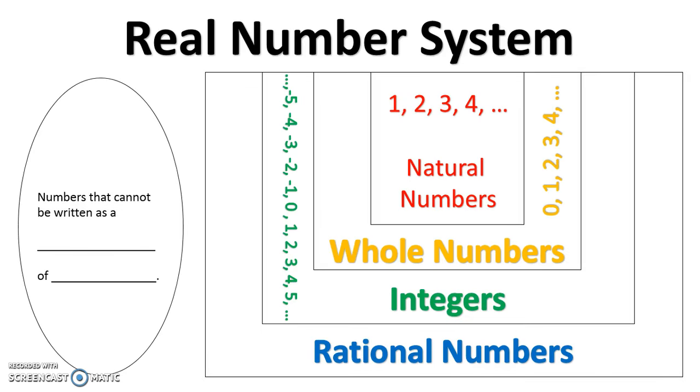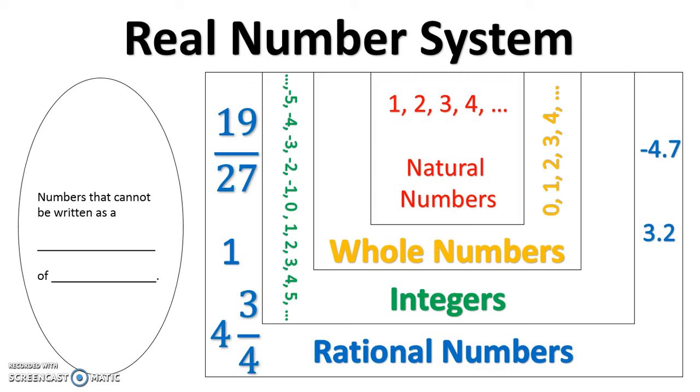So if we flip that back down, this now is the view of our whole graphic organizer. Put some examples of rational numbers on there. These are just some of the examples I came up with. You can put anything you might want. 19 over 27, that's a fraction. 19 is an integer, 27 is an integer, so it makes it a rational number.